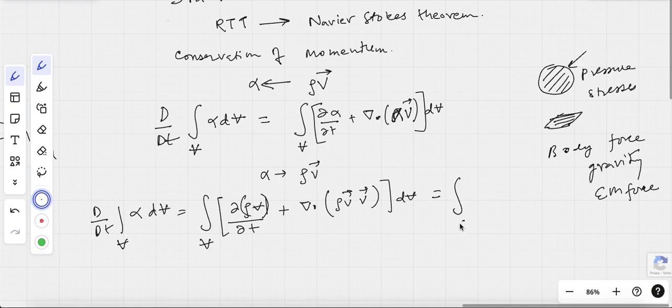So this can be written as a surface force, which is defined as the surface integral of a notation P, which is the surface force per unit area, and this is the infinitesimal small surface on which P acts, plus the body force which acts on the entire volume. So this is the body force, right? Fb is the body force per unit mass.